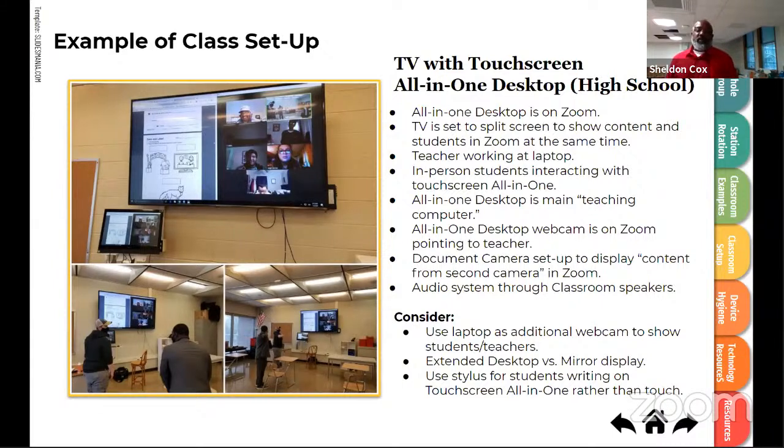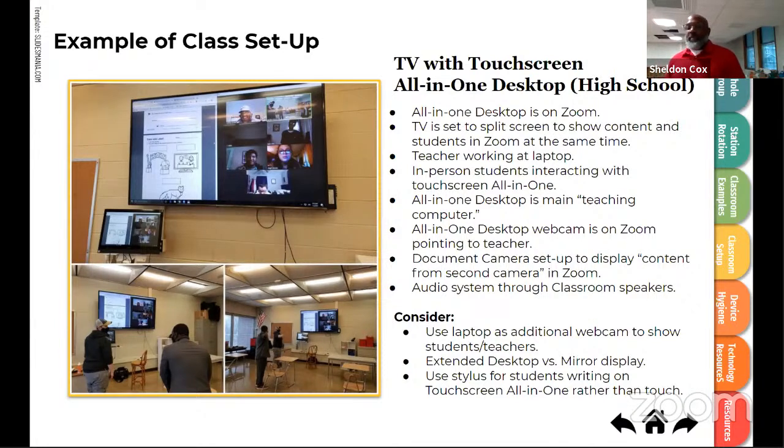Here's another example of a high school where, instead of a smart board that kids usually interact with, you have an all-in-one touchscreen computer. Again, this device is connected to the Zoom in the class so the students can see each other. And in this example, the teacher has set up the screen so one half is the instruction piece, whether it be a presentation or a PDF the students are working on. They use that snap feature. And the other half is the Zoom students, so you can see all the students in the Zoom session.